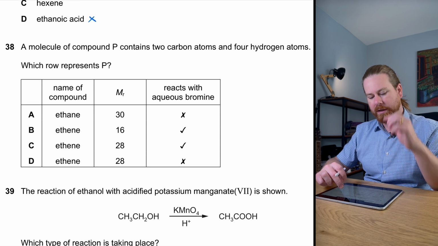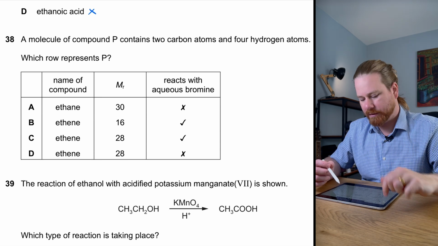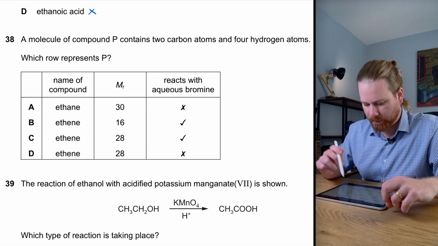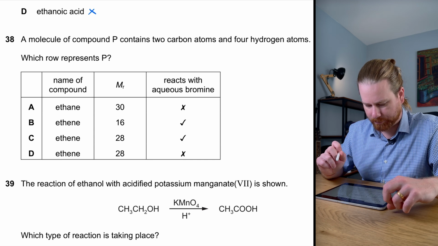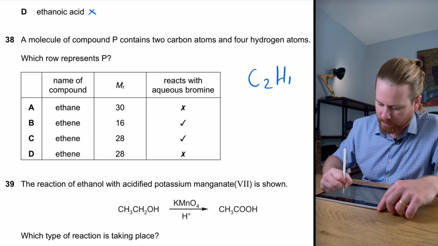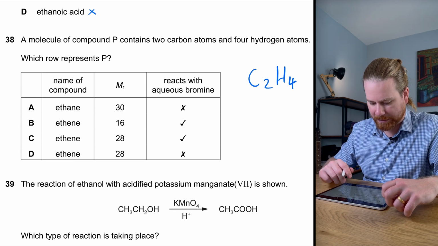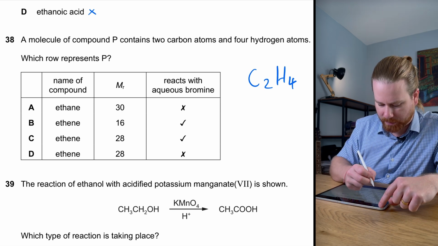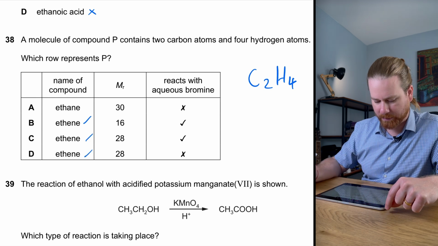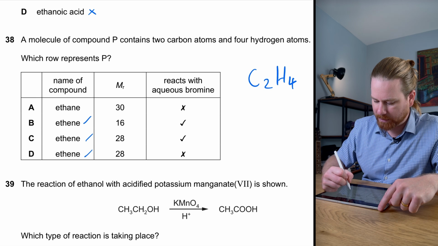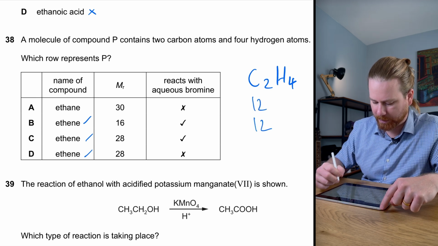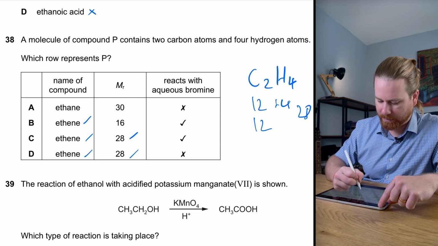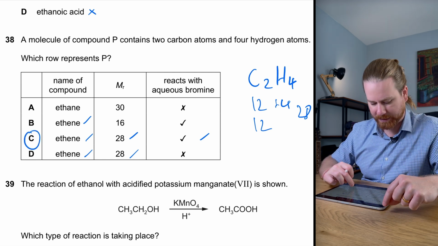Okay, there we go. All right, a molecule of compound P contains 2 carbon atoms and 4 hydrogen atoms. Which row represents P? 2 carbon and 4 hydrogen, so C2H4. From this we need to be thinking about looking at this and figuring out what it has to be. It can only be ethene, so we're getting rid of A. Our molecular formula, we've got 12, so that's 24 plus 4, so it's 28, so it has to be this. And it does react with bromine, so there we go, it has to be C.